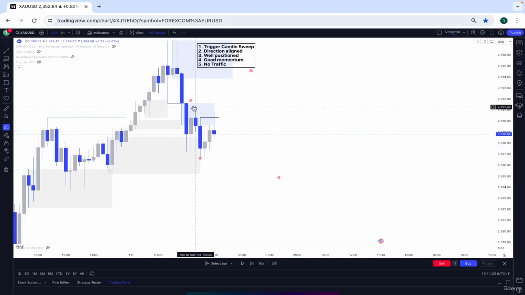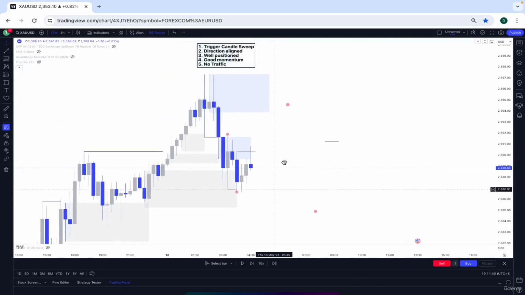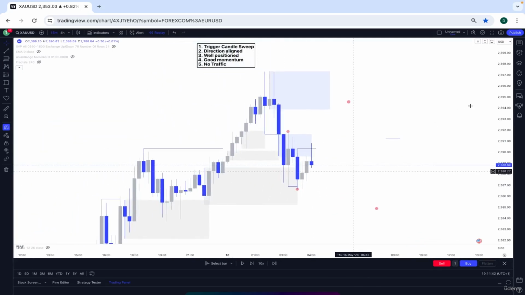And we come back up into this supply zone, and then we have an ever so small break to the downside here, as you can see, all within this demand zone. And then we come back up and we sweep liquidity, get our trigger candle set up within this supply zone, as well as demands being broken and supplies being respected. Let's move on to the next one.